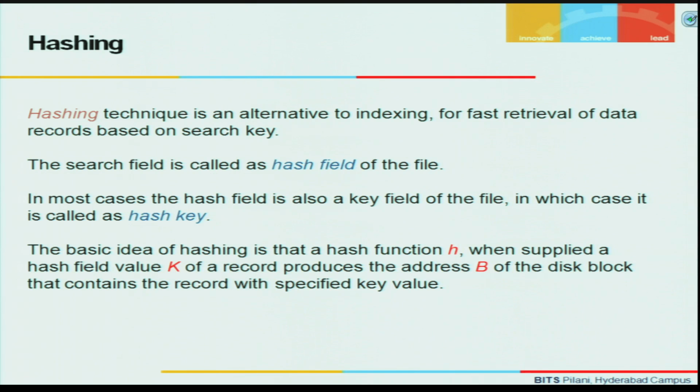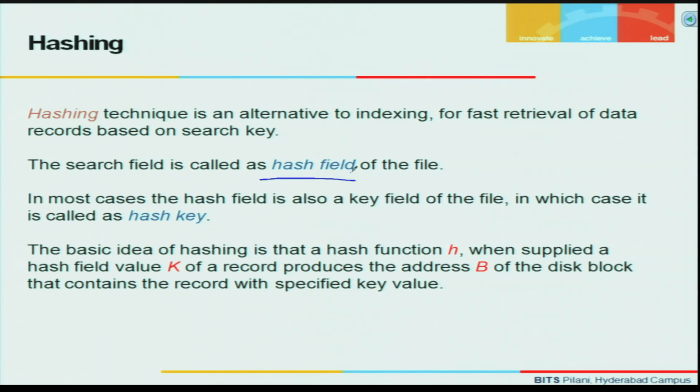The hashing technique is an alternative to indexing, and in the next class we will be discussing the technique called indexing. Both indexing and hashing are techniques for fast retrieval of data records based on the search key. The search field in hashing is called a hash field, that is, the field value based on which we are searching for records is known as a hash field.